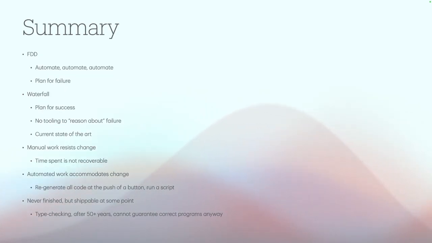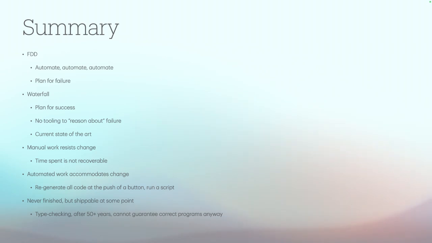To summarize, FDD emphasizes automation and planning for failure, while our current workflow is like waterfall that plans for success with no tooling to handle failure. Manual work resists change, and time spent is not recoverable. Automated work accommodates change, regenerate code at the push of a button.